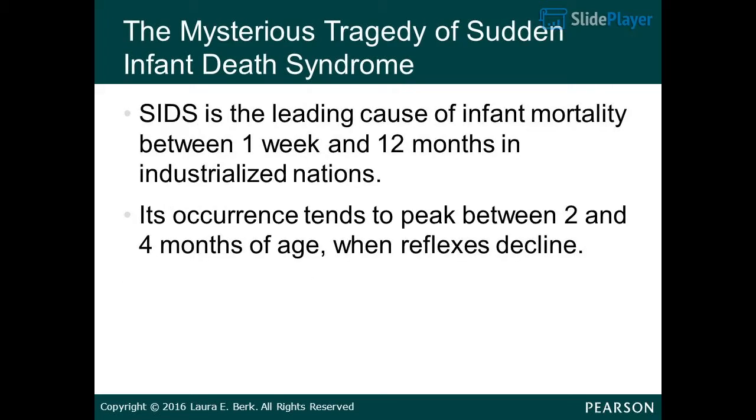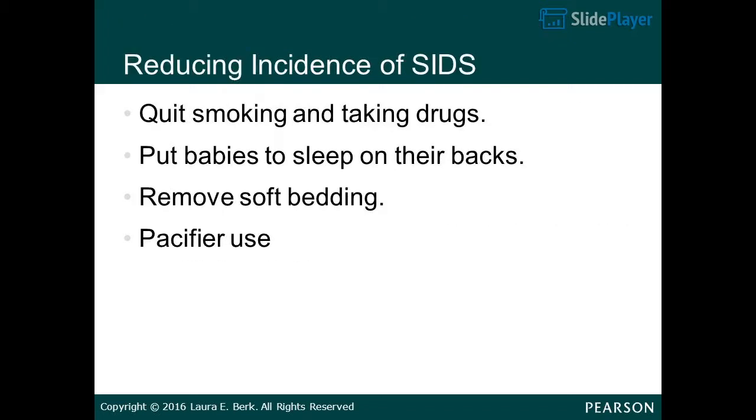The mysterious tragedy of sudden infant death syndrome. SIDS is the leading cause of infant mortality between 1 week and 12 months in industrialized nations. Its occurrence tends to peak between 2 and 4 months of age, when reflexes decline. Reduce the incidence of SIDS: quit smoking and taking drugs, put babies to sleep on their backs, remove soft bedding, and use a pacifier.